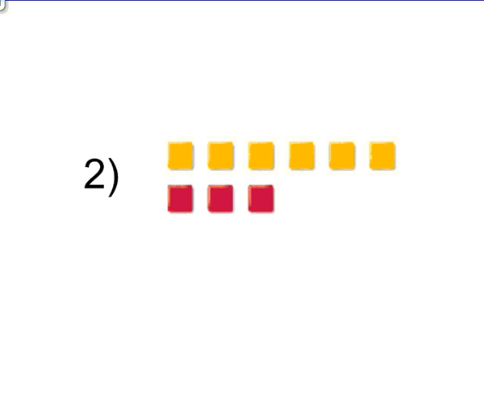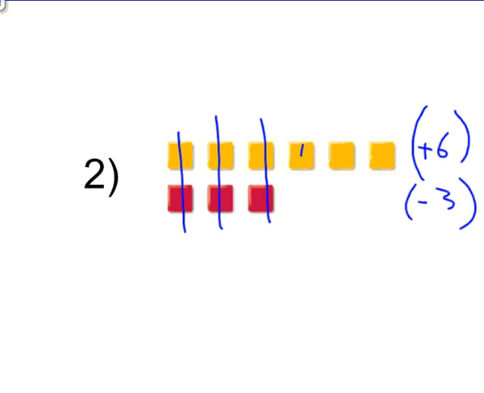One more time. Positive 6 and negative 3. We're left with 1, 2, 3. So this equals positive 3.